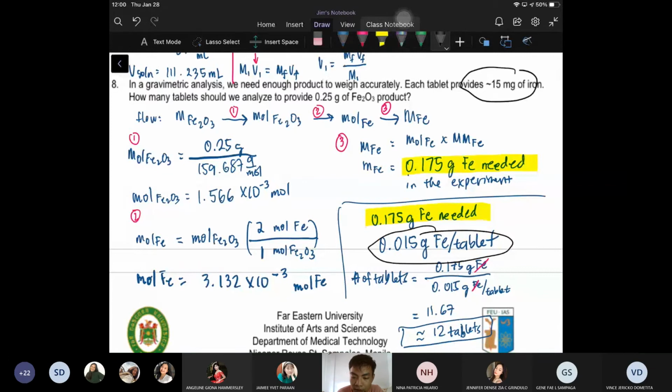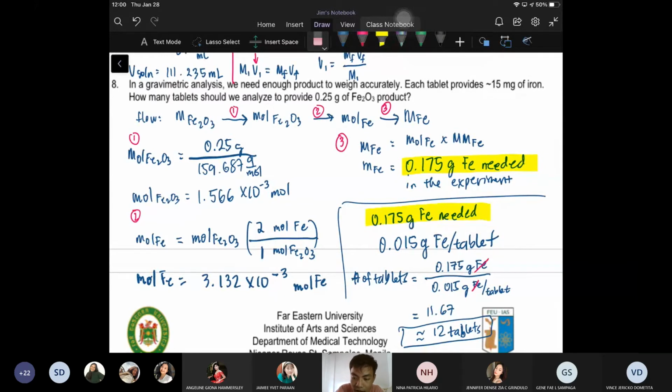So, you start with iron(III) oxide. Ko-convert mo siya sa iron. Bakit kailangan i-convert sa iron? Kasi kailangan natin yung dami ng tablets. That will give us this amount of iron. Okay. So, ganito yung gravimetric analysis.